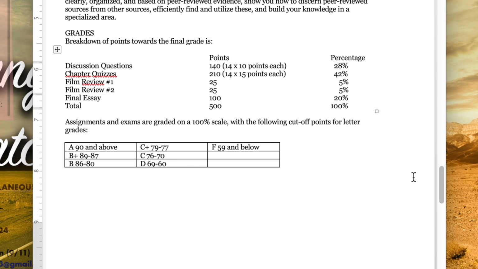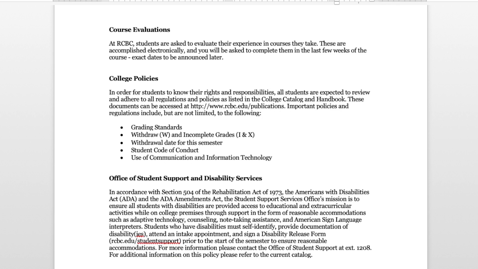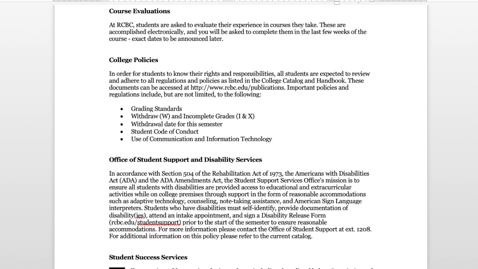All right, so let's get back to it. And then here is what I call more the fluffy stuff, but you could still examine it just to make sure. It's the importance of course evaluations that you take at the end of the term, or close to the end of the term. And then the college policies, your rights which you're protected under, and things you should know.